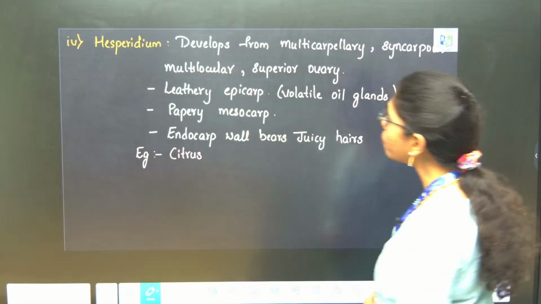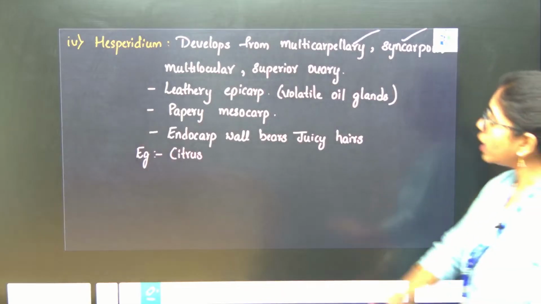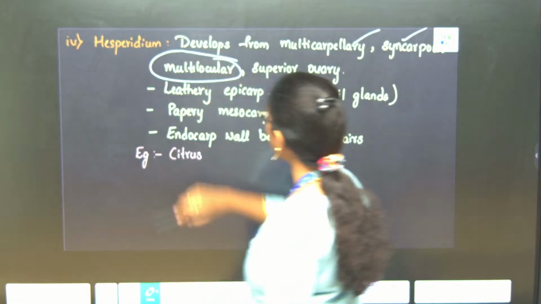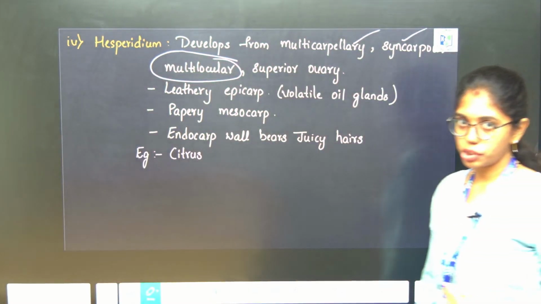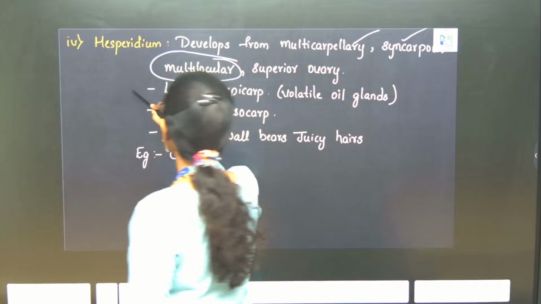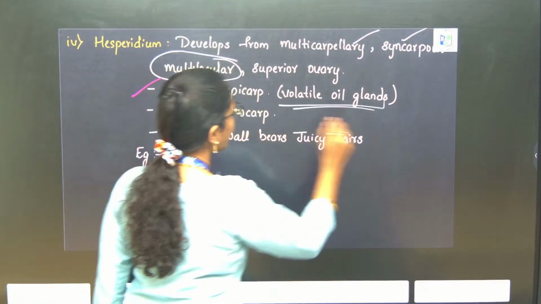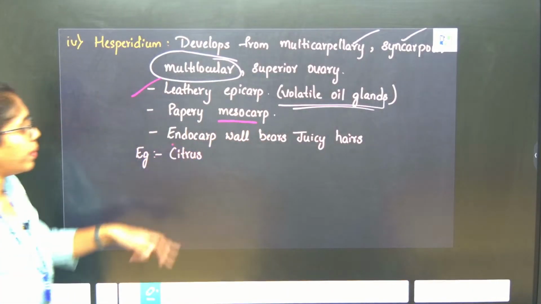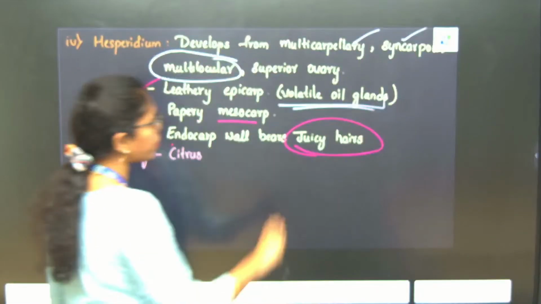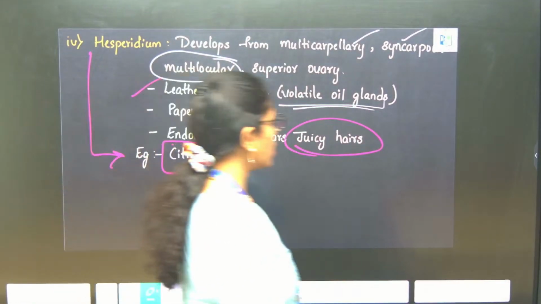Hesperidium. This develops from multicarpellary syncarpous multilocular superior ovary, which is simply you can consider axile placentation, okay, wherein these are leathery epicarp with volatile oil glands, papery mesocarp, and endocarp wall will bear juicy hairs. Example for Hesperidium is citrus. Okay, this is the example for Hesperidium.